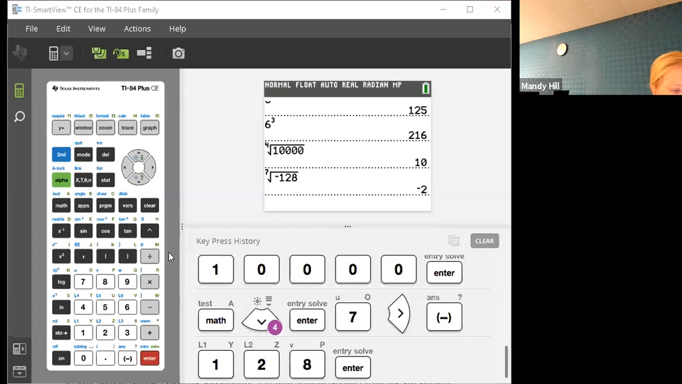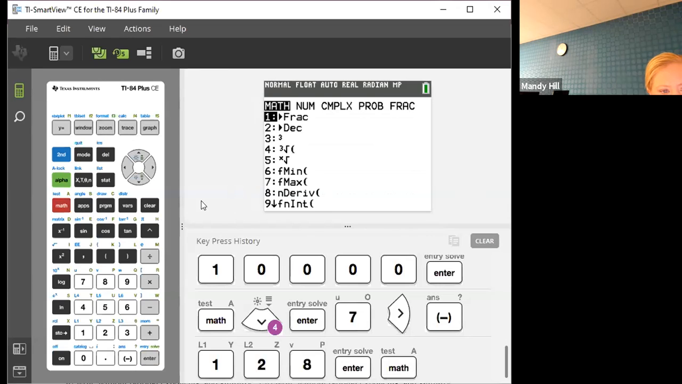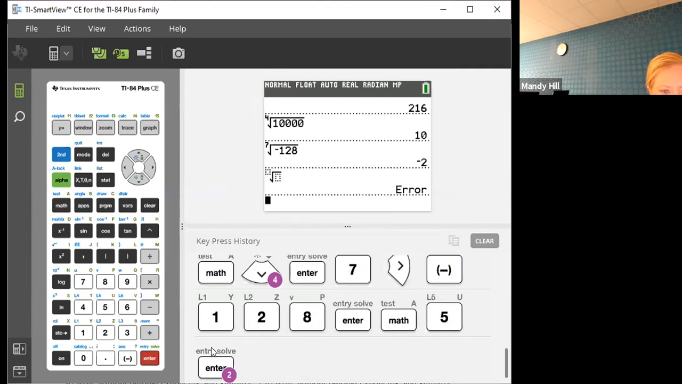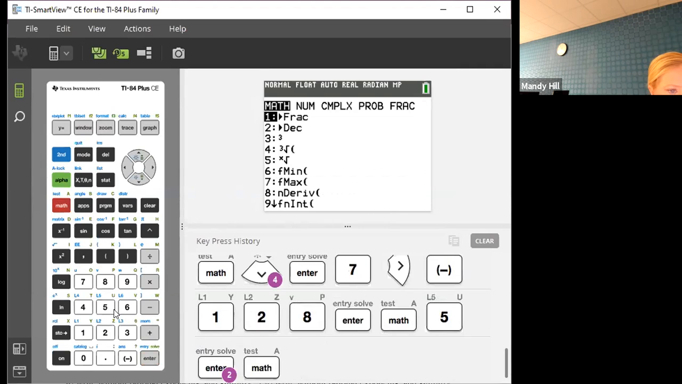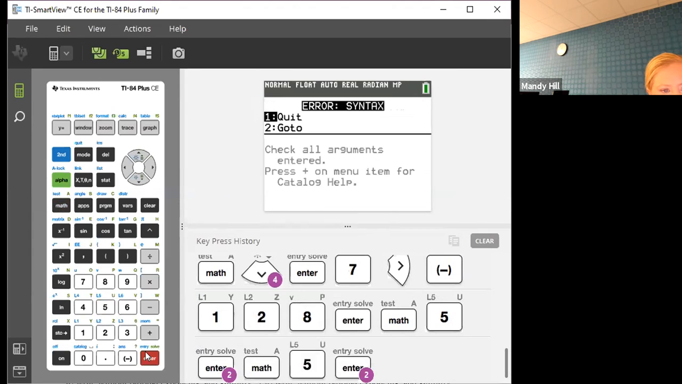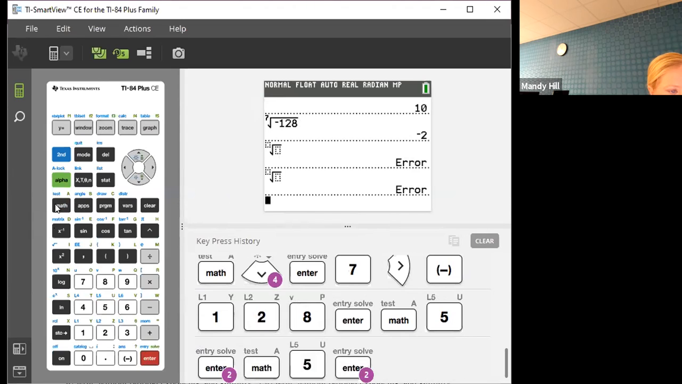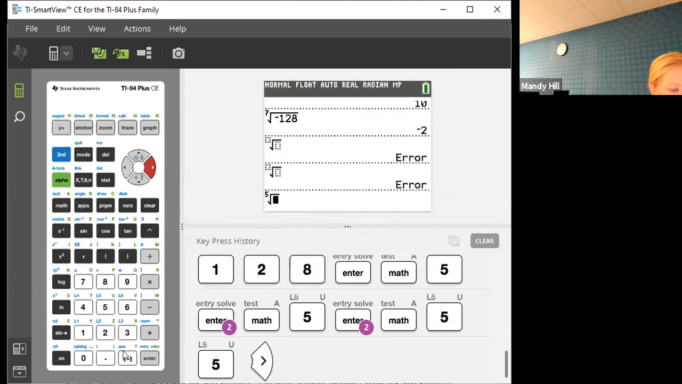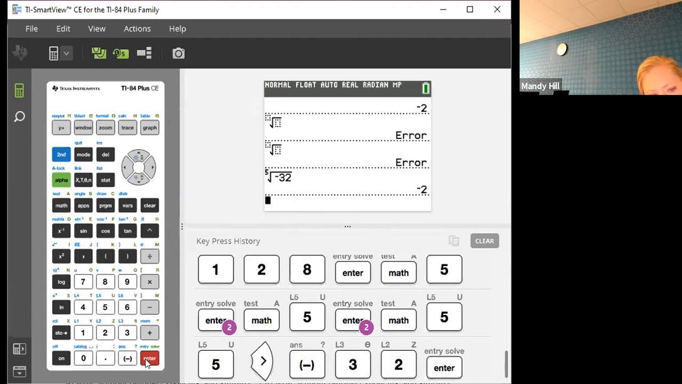So if I want to take the 5th root of 32, that was one of them. If we hit math and go down to 5 and hit enter... sorry, I should not have hit enter. I need to type the problem in first. Sorry about that. Do it again. Okay, so I want that to be the 5th root of negative 32. Well, that's equal to negative 2.